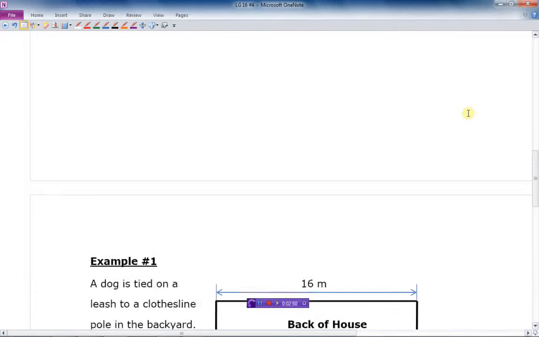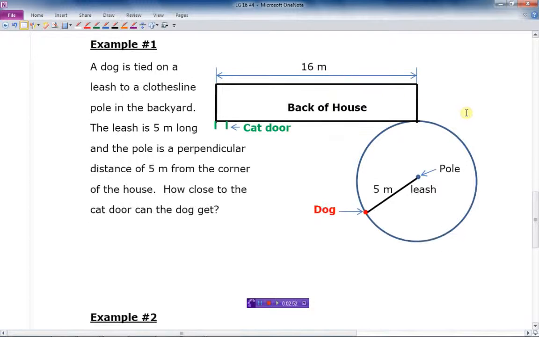So let's take a look at a couple of examples to help us see how we're going to use this information to solve some problems. First question, a dog is tied on a leash to a clothesline pole in the backyard. There's the pole, there's the leash, and there's the dog, a little red dot at the end of that leash. It says the leash is 5 meters long, which I've labeled there. And the pole is a perpendicular distance of 5 meters from the corner of the house.